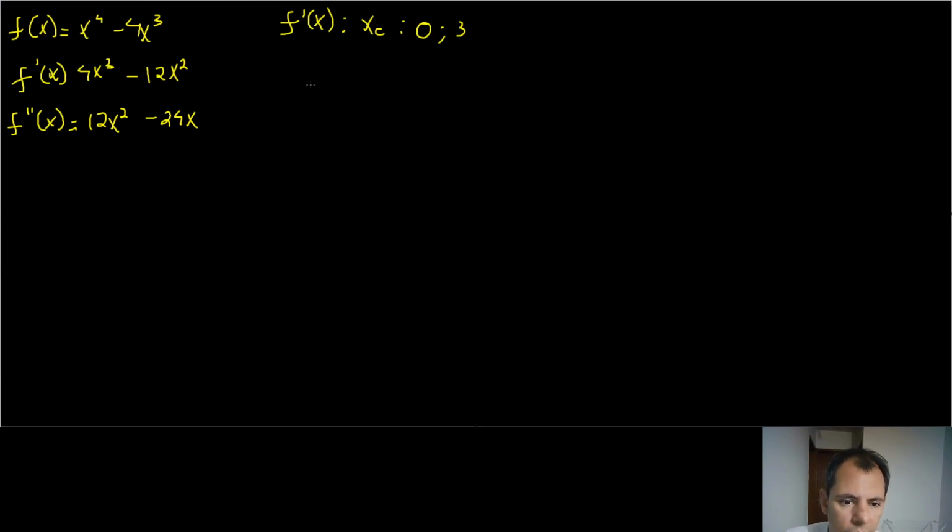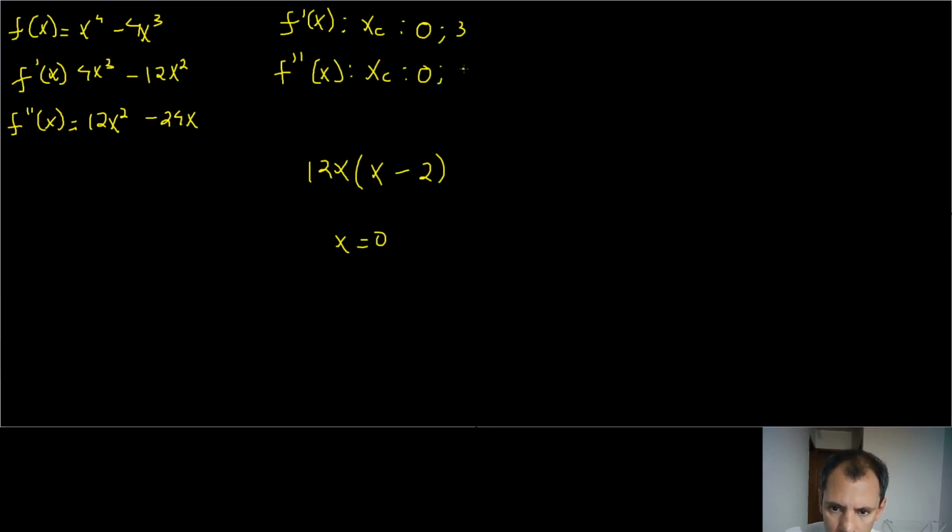What about the second derivative? When is it 0? I'm going to factor out 12x from it. So you got x minus 2. So x equals 0 and x equals 2. For the second derivative, a critical x is when x equals 2. When x equals 0 is also, but I'm gonna put 0 and 2 here, because this is gonna be interesting.